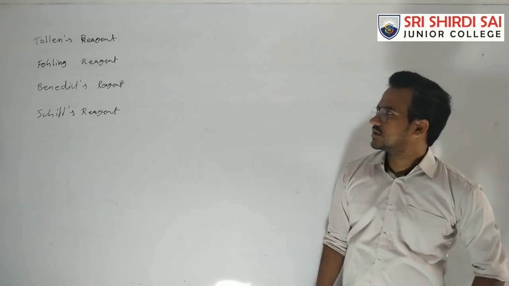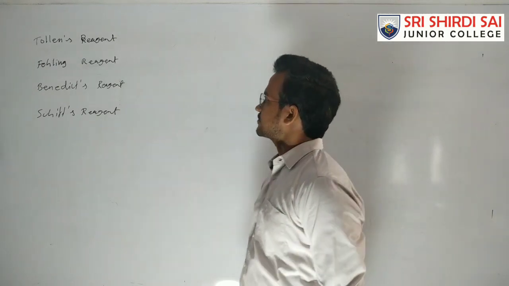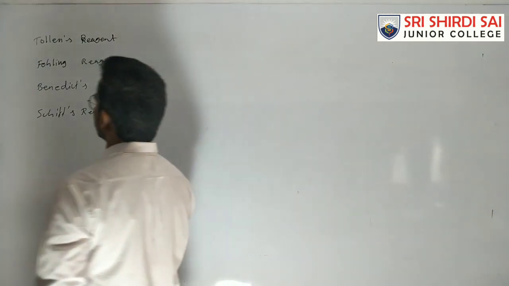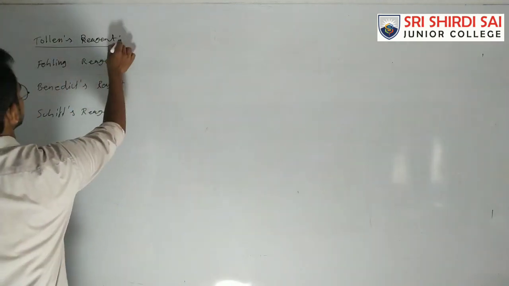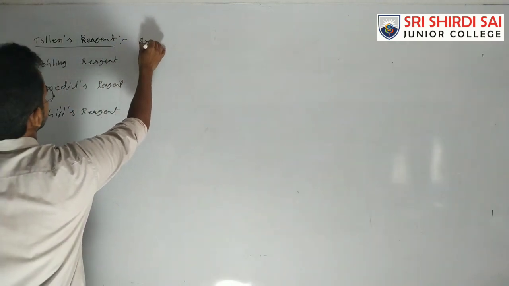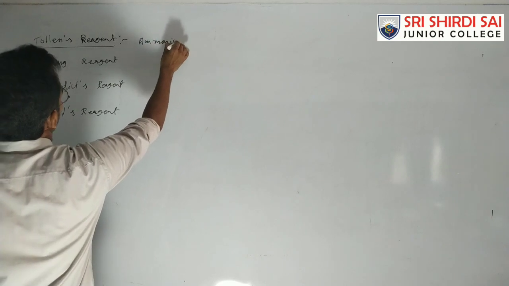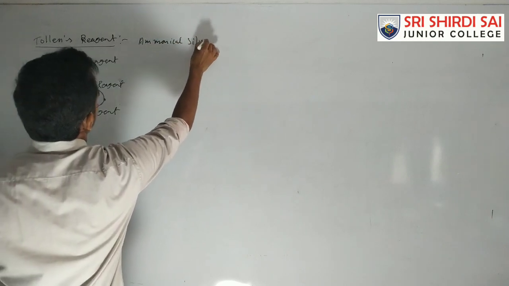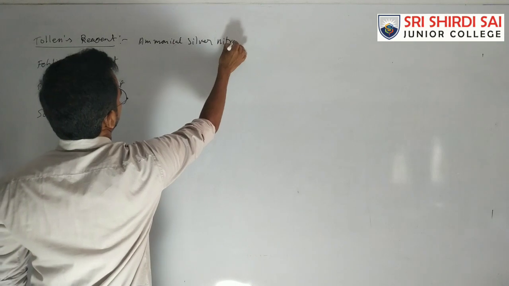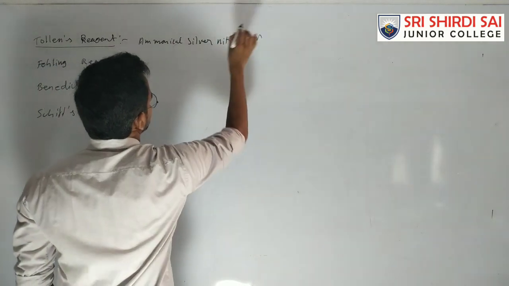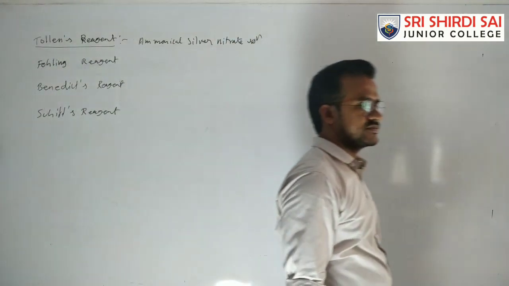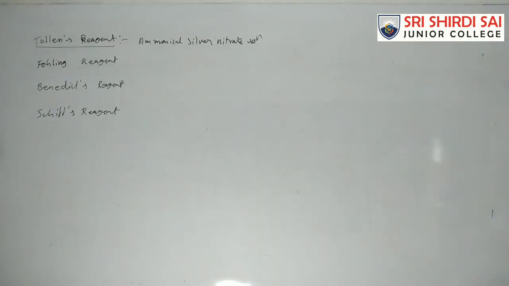Here, Tollens reagent first of all. Tollens reagent is ammoniacal silver nitrate solution. Ammoniacal silver nitrate solution is the Tollens reagent.